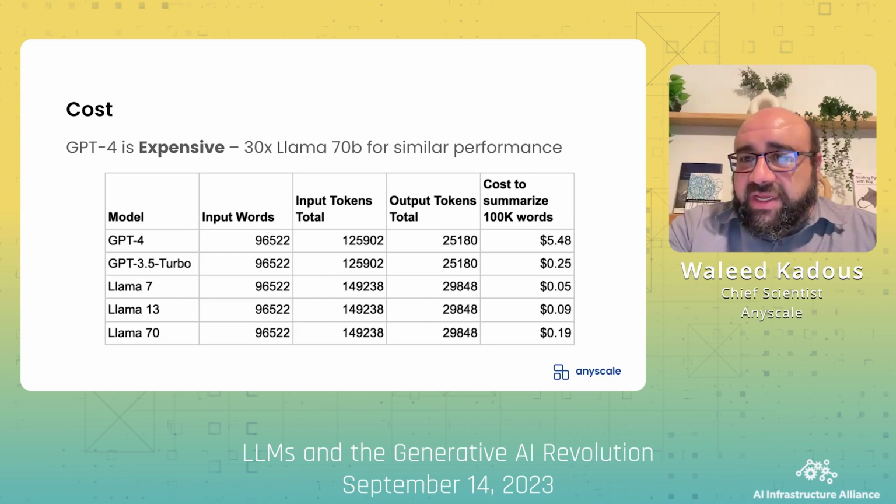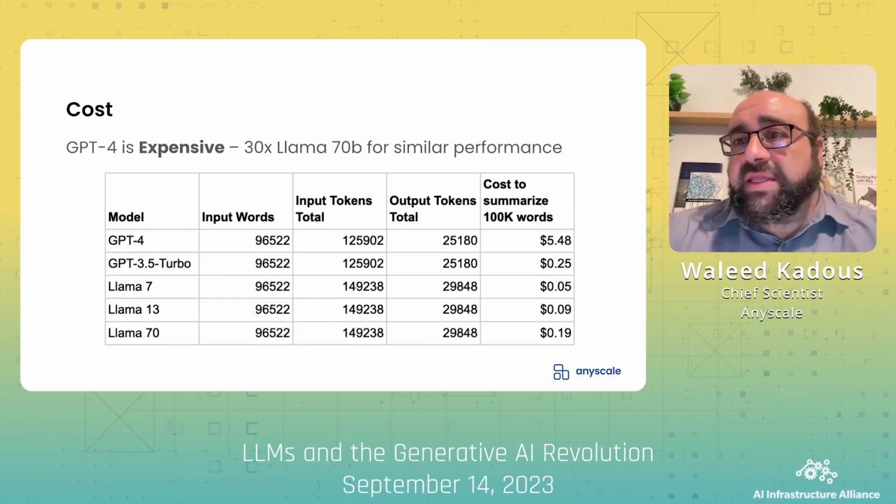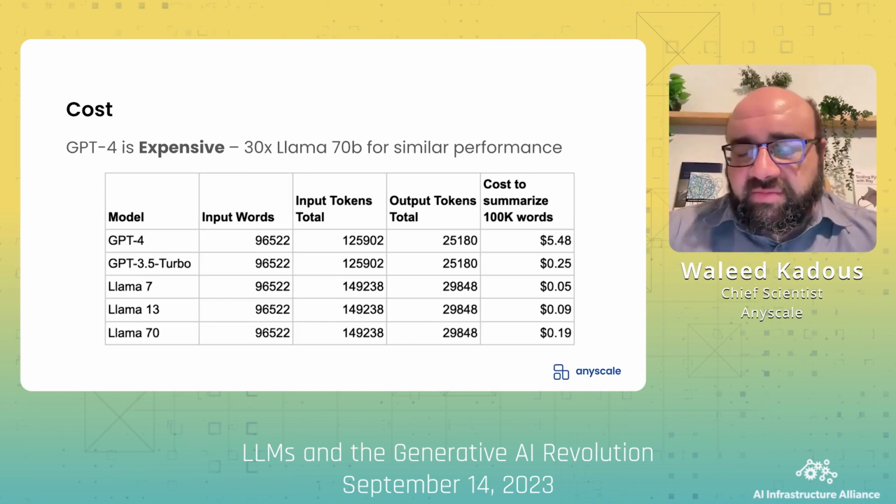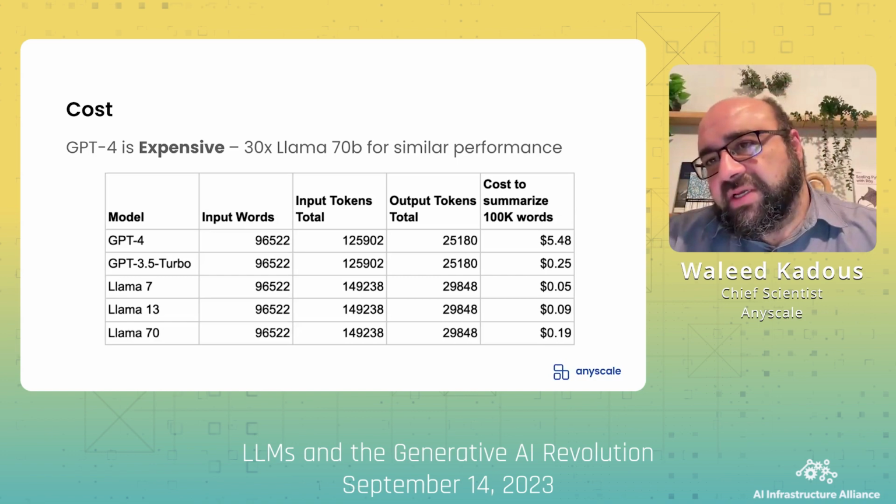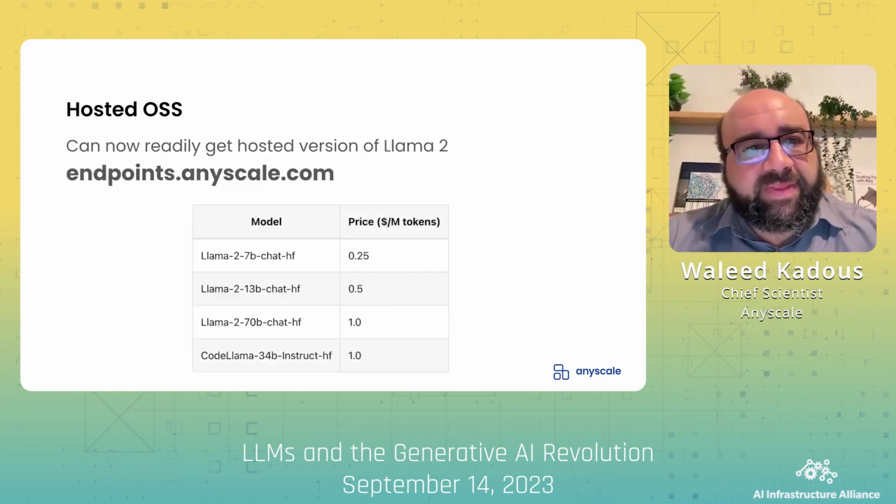Now, is the slightly better performance worth 30 times the cost? That depends on your domain and your particular problem. But I wanted to make you aware that there are often these quality cost trade-offs. And where that's clearest right now is really in the OSS versus GPT-4 space.